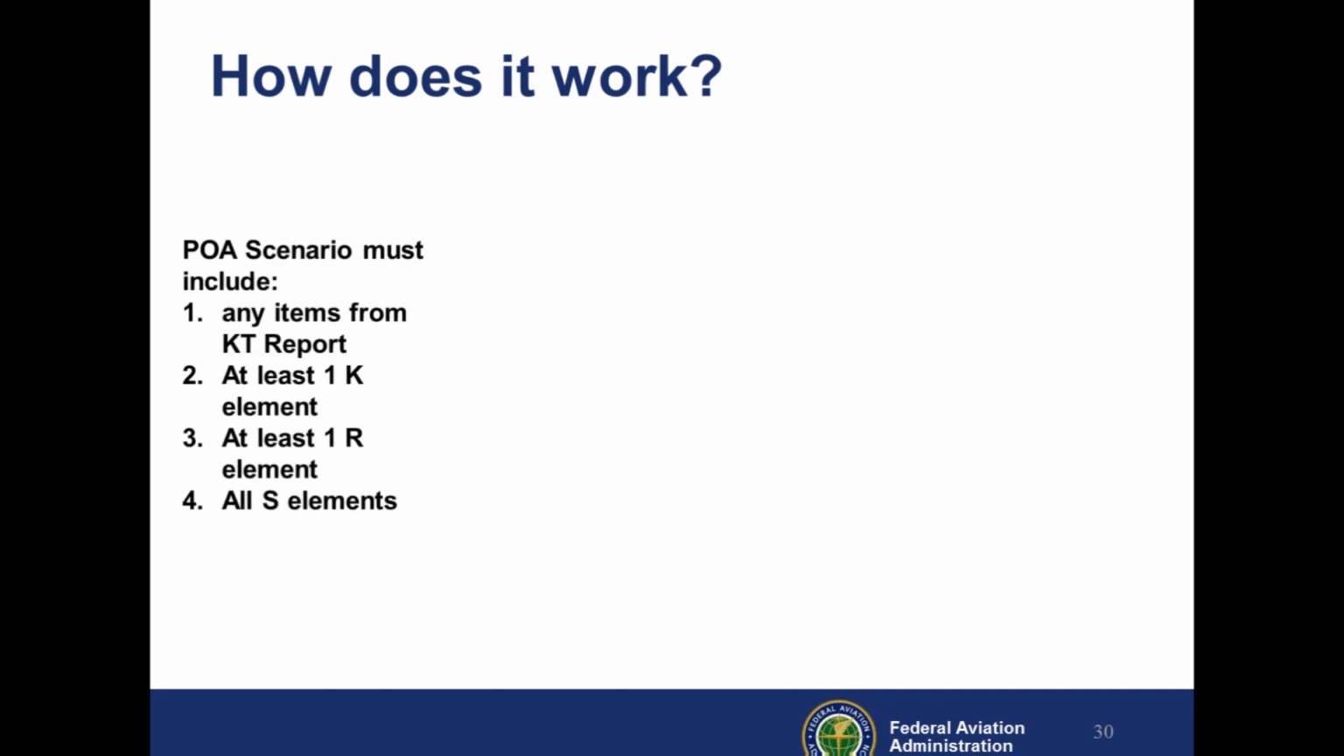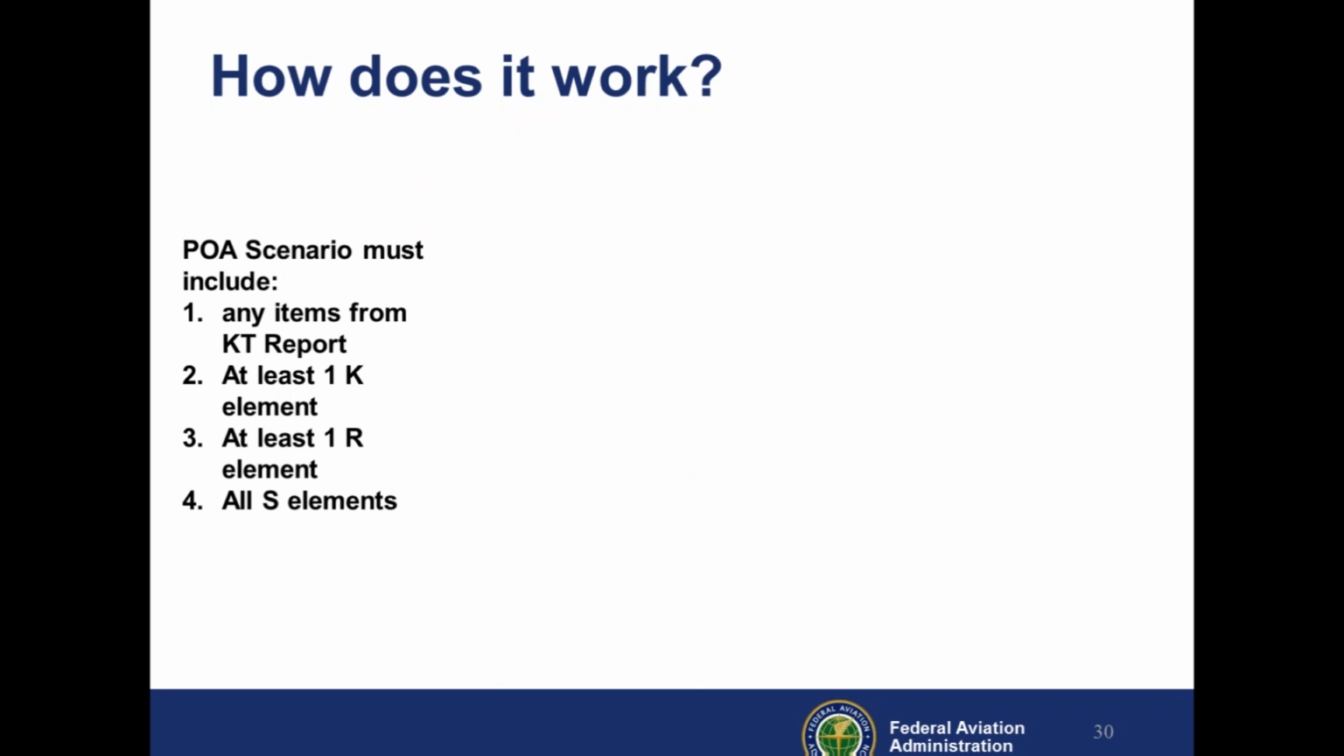Okay, so let's look at a scenario. We're kind of wrapping up this real technical bit of it, so I appreciate you hanging in there with me. On the left-hand side, I have your rules. We've already talked about these. This is the list of things that your examiner must include in the plan of action for your practical test. Number 1, they have to include any items from the knowledge test report, at least one K element, at least one R, and then all S's.